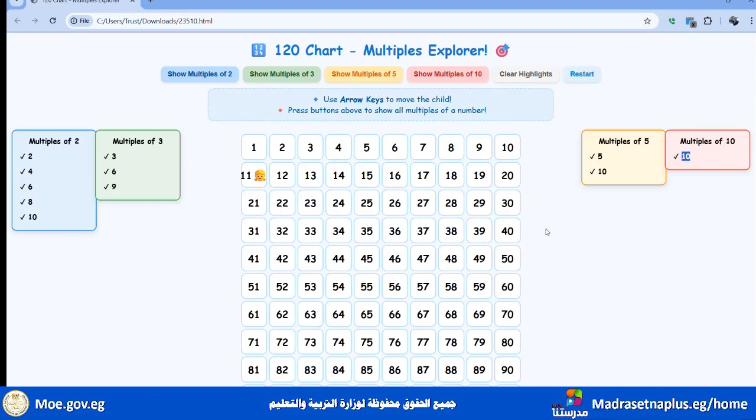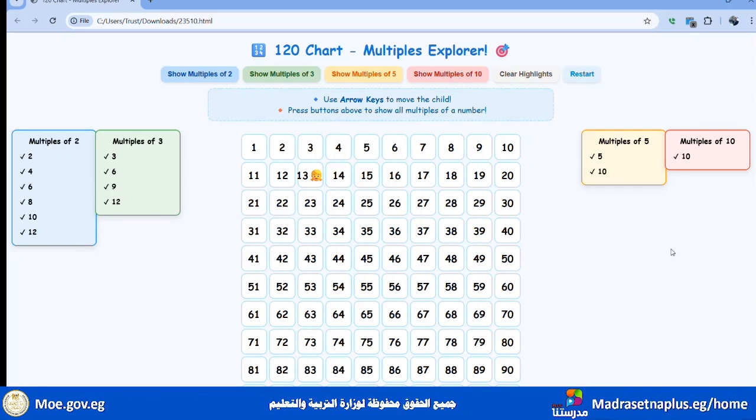11, not a multiple of any of them. 12, look at 12. 12 is called an even number. Even number means a number that is double of 2, a multiple of 2. So 12 is a multiple of 2 and a multiple of 3, but not a multiple of 5 or 10. Why? Because its ones is 2. We should know that for any multiples of 5 and 10, the ones must be what? For 5, must be 5 or 0. For 10, 0 only. Let's go.